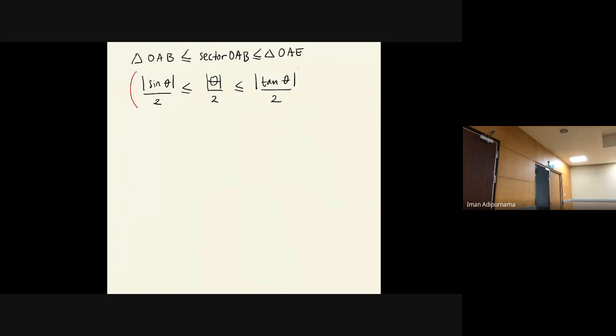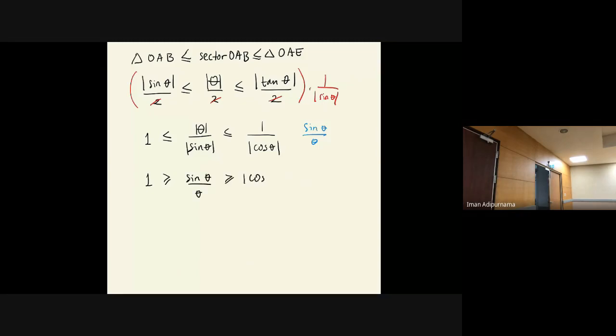First, let's multiply all by 1 over sine theta. Cancel the 2, and this becomes 1. Tangent is sine over cos, so it will be 1 over cos. Because our goal is to find the one in the middle, but it's flipped, we need to flip the middle one. So we flip, and then it becomes this.